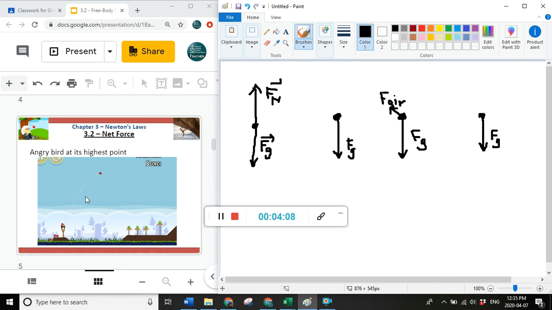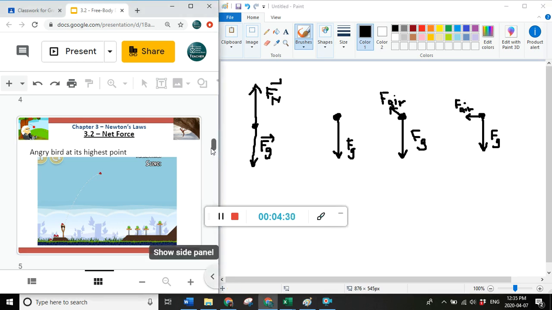There is nothing else happening to this bird though, no other forces. There might be a little bit of air resistance, and because the bird is still moving horizontally, the air resistance would be acting this way. But again, the air resistance would be very small, and often I'll tell you to ignore it.